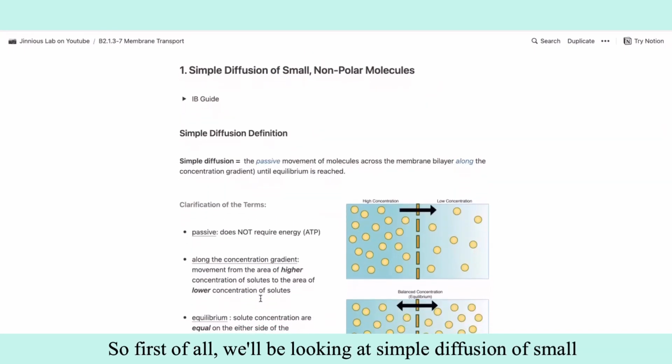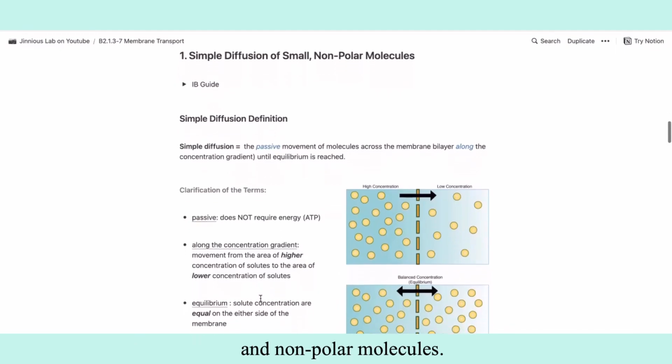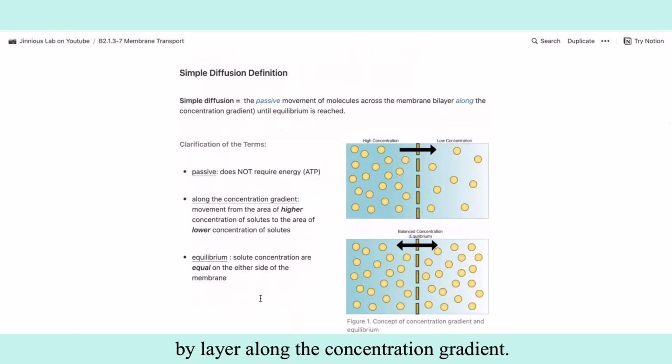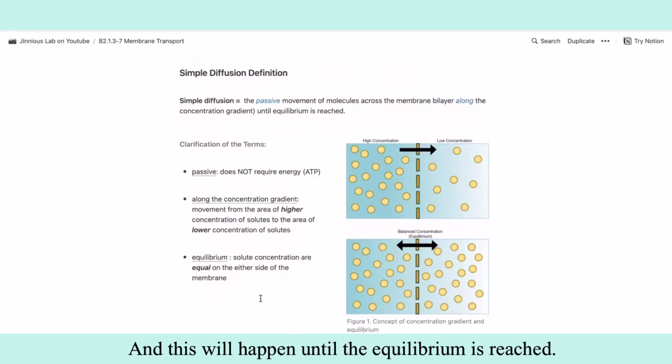So first of all, we'll be looking at simple diffusion of small and nonpolar molecules. So simple diffusion refers to this passive movement of molecules across the membrane bilayer along the concentration gradient. And this will happen until the equilibrium is reached.